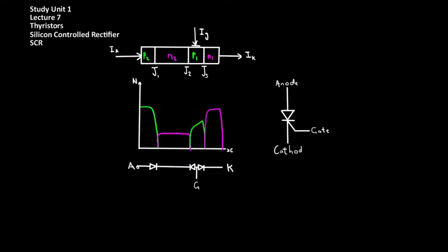Study Unit 1, Lecture 7. This lecture and the subsequent lecture will briefly discuss a family of devices known as thyristors. A thyristor is a generic term for a family of devices which consist of multiple p-n junctions.